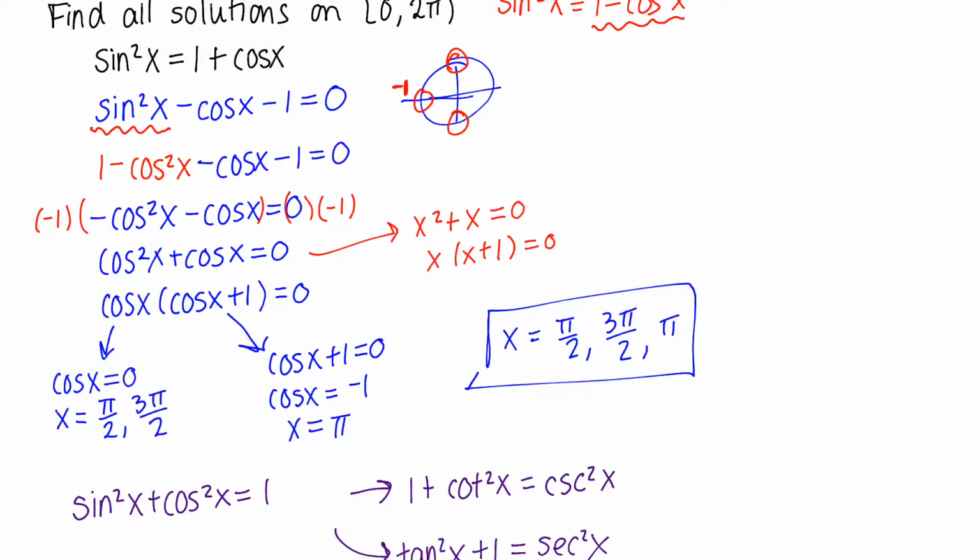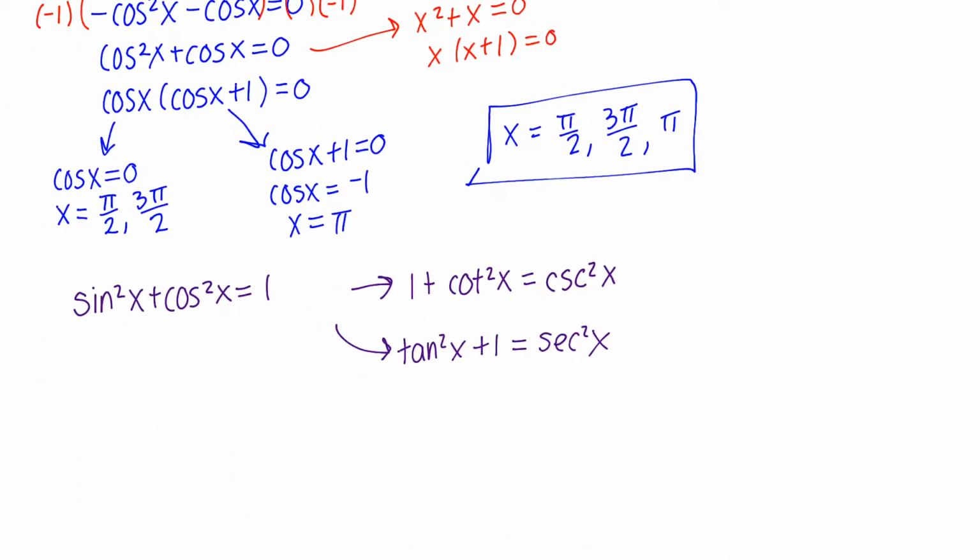So if this were sine squared and this were sine, that would be fine. We could just move it over and factor. The problem was that this was sine and this was cosine. So that's why we had to adapt.